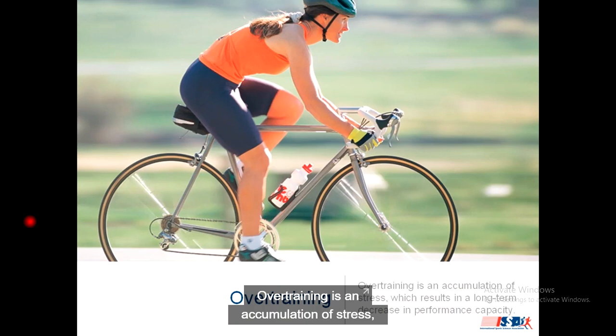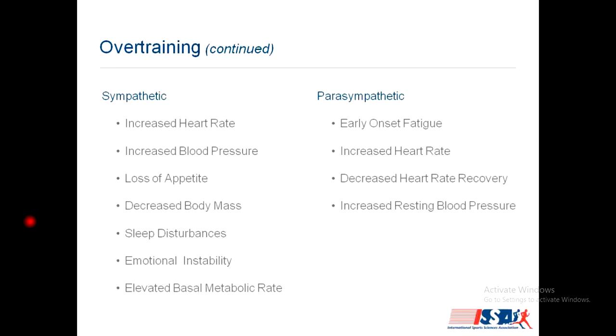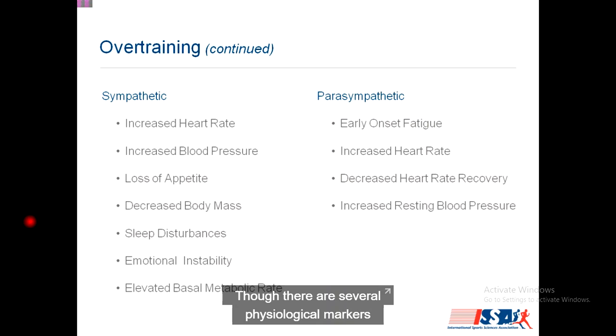Overtraining is an accumulation of stress, which results in a long-term decrease in performance capacity. Restoration of performance capacity after overtraining has set in can take several weeks to several months. Though there are several physiological markers of overtraining, the most common are sympathetic and parasympathetic nervous system overtraining.